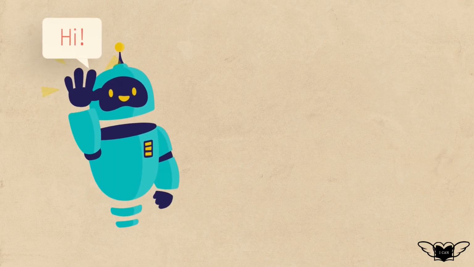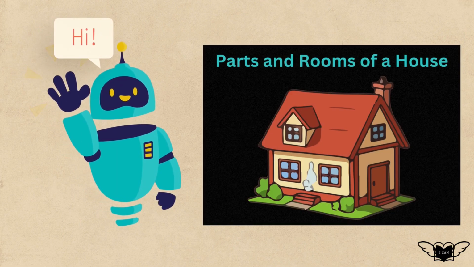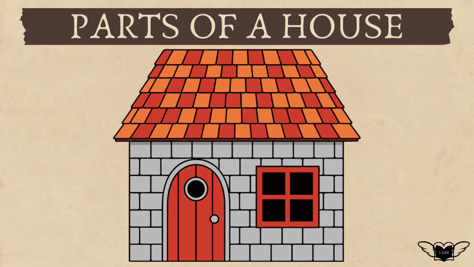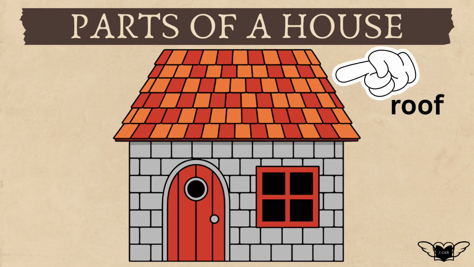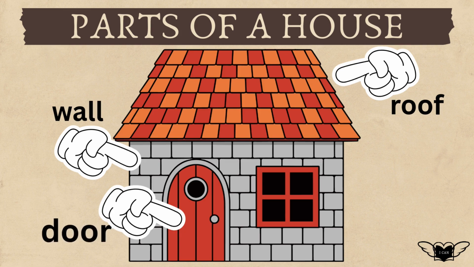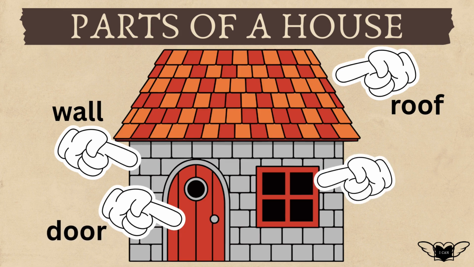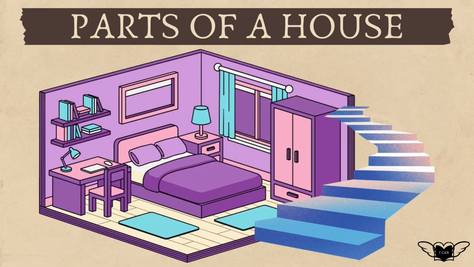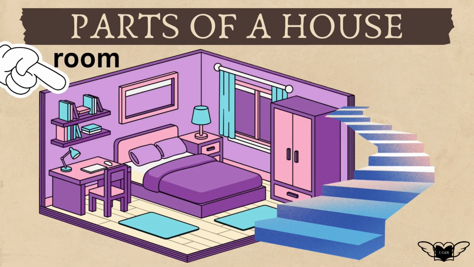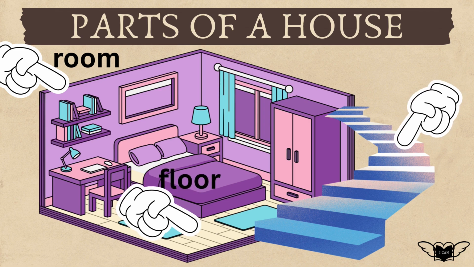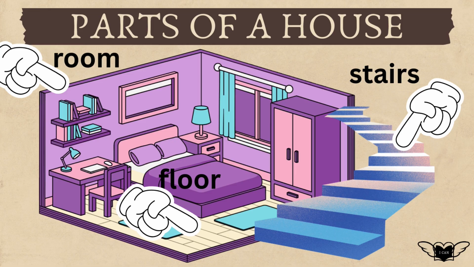Hi. It's time to learn about the parts and rooms of a house. Parts. Roof. Wall. Door. Window. Room. Floor. Stairs.